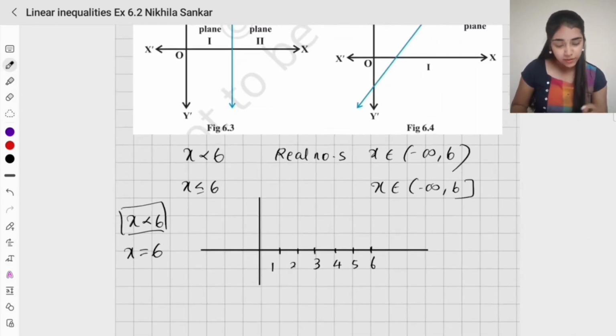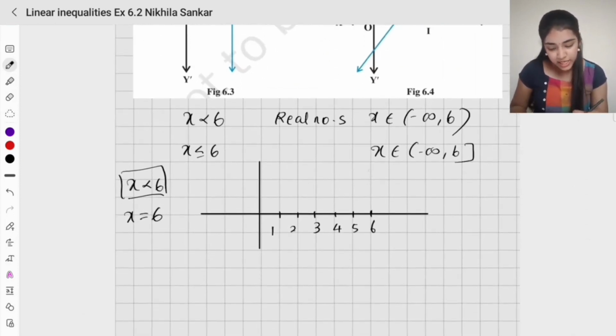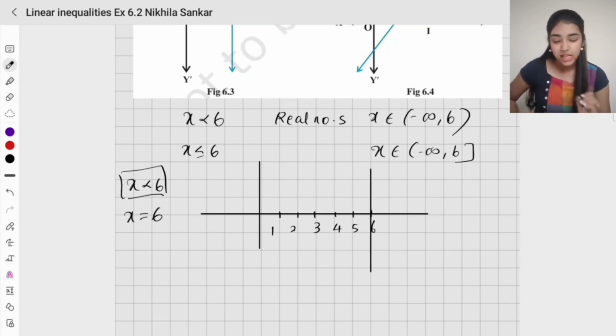And how does your graph look like? You have to simply draw a linear line. So x is equal to 6 means x's value is always going to be 6 no matter what your value of y is. Correct? Whatever the value of y is, x is always going to be 6. So how is your graph going to look? It is going to look like this.